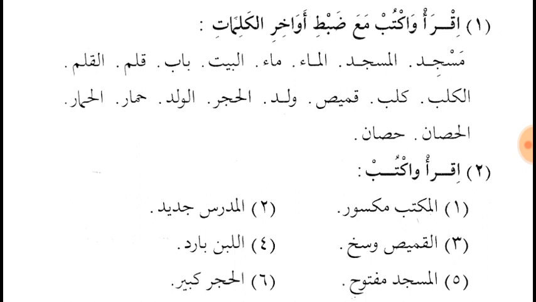Then we have tamarin, meaning exercises. Iqra waktub ma'a dabti awakhiril kalimati. Read and write with appropriate ending. Dabt means with appropriate ending. Masjidun, al masjidu. In some words we have to use tanween and in some words we have to use damma. Masjidun, a masjid; al masjidu, the masjid. Now read all these words.